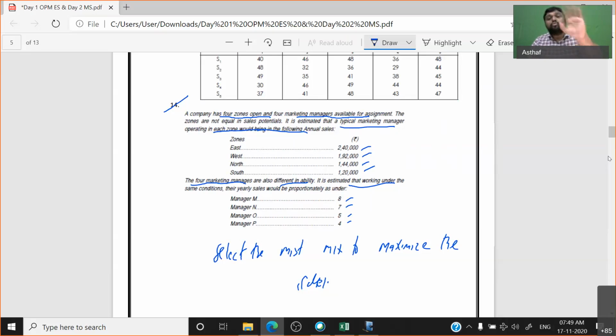If you want to do maximization, see, this assignment is called the Hungarian method. In the Hungarian method, we have only minimization. So how will we do maximization? Simple step. First, we have to convert this entire thing into a matrix. This is data. We have to make it into a matrix. I am ready for you. We can start the session.